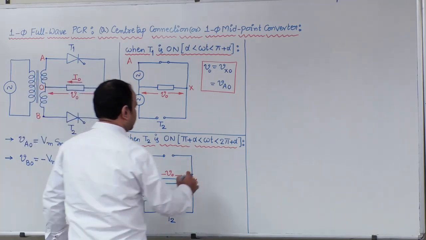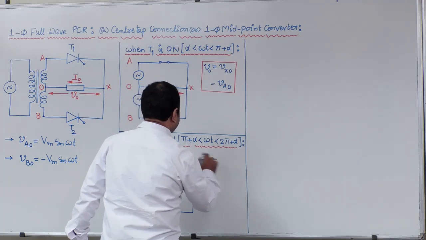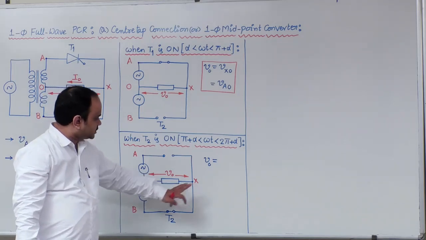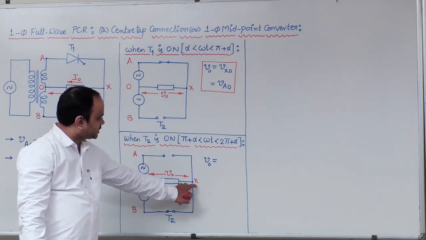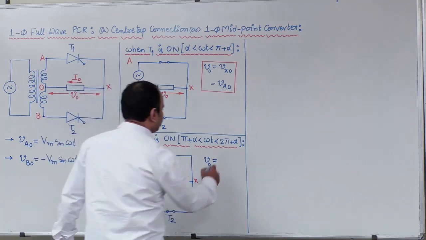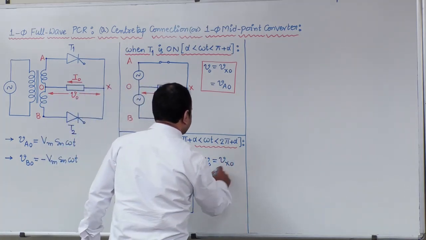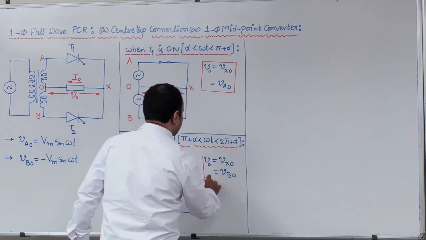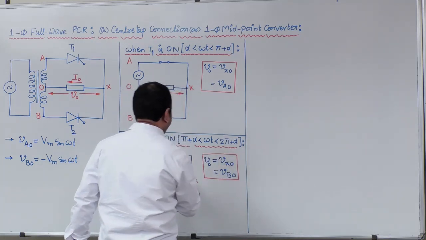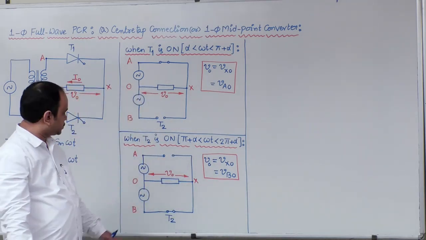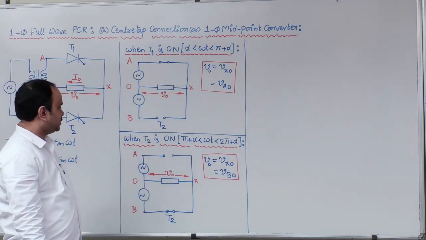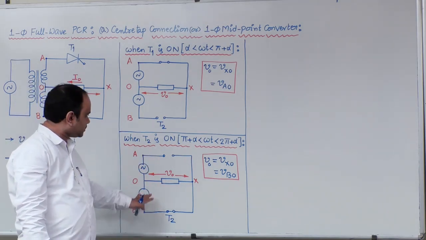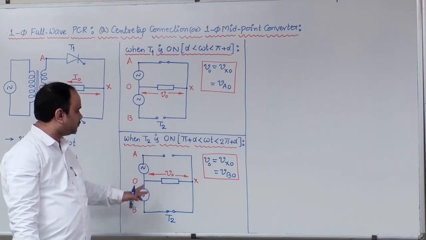So what is V naught? When T2 is turned on, under any conditions load voltage is measured between x and O. So what is VXO? That is equal to VBO. What is the reason for this? Because terminal X is connected to source terminal B, right? So as long as T2 device is in conduction, output voltage is equal to VBO.